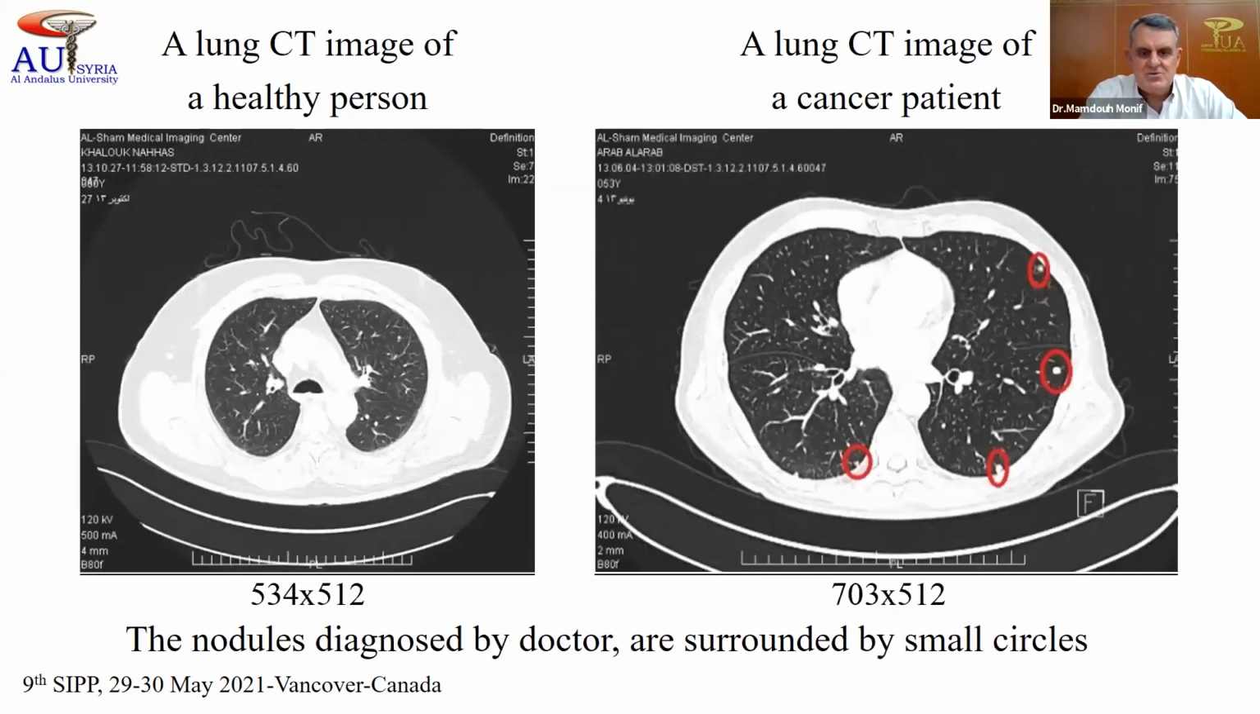We can see here two images: one is a lung CT image of a healthy person, on the left, and the other is a lung CT image of a cancer patient, where the four circles show the nodules diagnosed by the doctor.